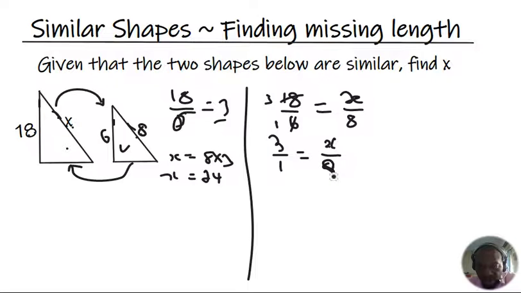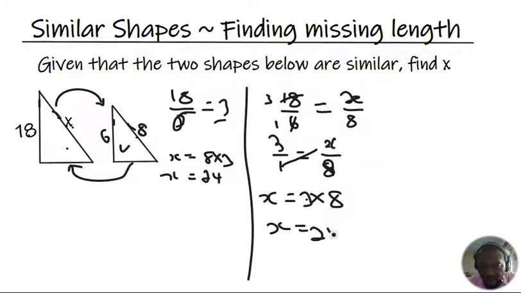Now the next thing I can do here is to cross multiply. Cross multiplying, I get x times 1 gives me x, and 3 times 8 gives me 24. So I got the same answer: x is 24. So that's how to go about finding missing lengths when you're given two similar shapes.